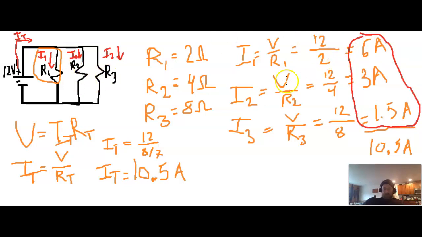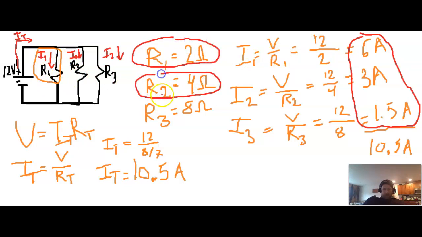And if you think about these numbers, it makes a lot of sense. There's twice as much current should be going through R1 as through R2, because R1 is half the value of R2. And same thing, twice as much current should be going through R2 as R3, because there's half the resistance in R2 as compared to R3, which same thing, 1.5 is half of 3.